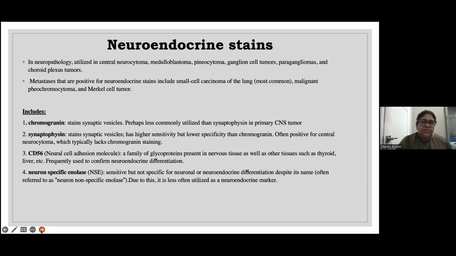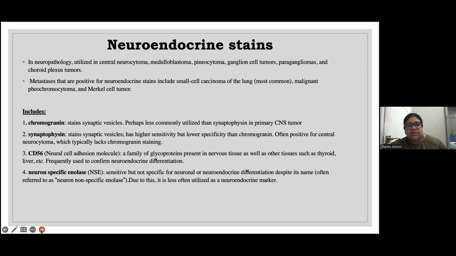Neuroendocrine stains in neuropathology are utilized in the central neurocytoma, medulloblastomas, pineocytomas, ganglion cell tumors or paragangliomas, and choroid plexus tumors. Metastases that are positive for neuroendocrine stains include small cell carcinoma of the lung, which is most common, and malignant pheochromocytomas and Merkel cell tumors. It includes chromogranin, which stains the synaptic vesicles, perhaps less commonly utilized than synaptophysin in the primary CNS tumors.